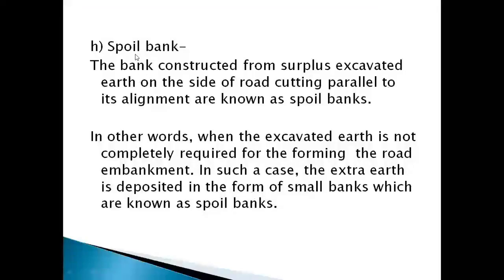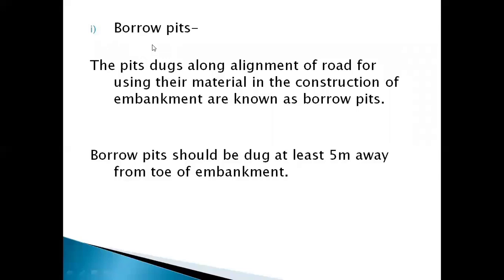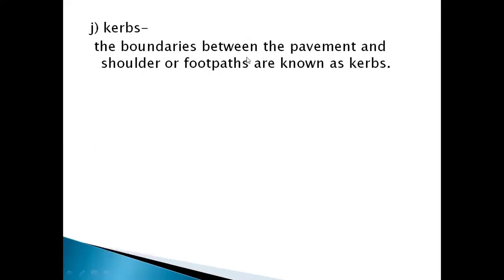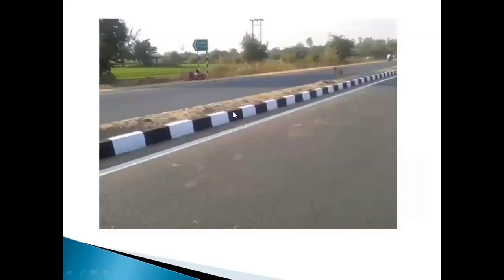Then next is a spoil bank. The bank constructed from the extra excavated material of the road is called a spoil bank. Then borrow pits. The pits which are dug to use the material in those pits for construction are called borrow pits. Then next is curbs. The boundary between the pavement and shoulder or footpath is known as a curb. This is the curb of the road.